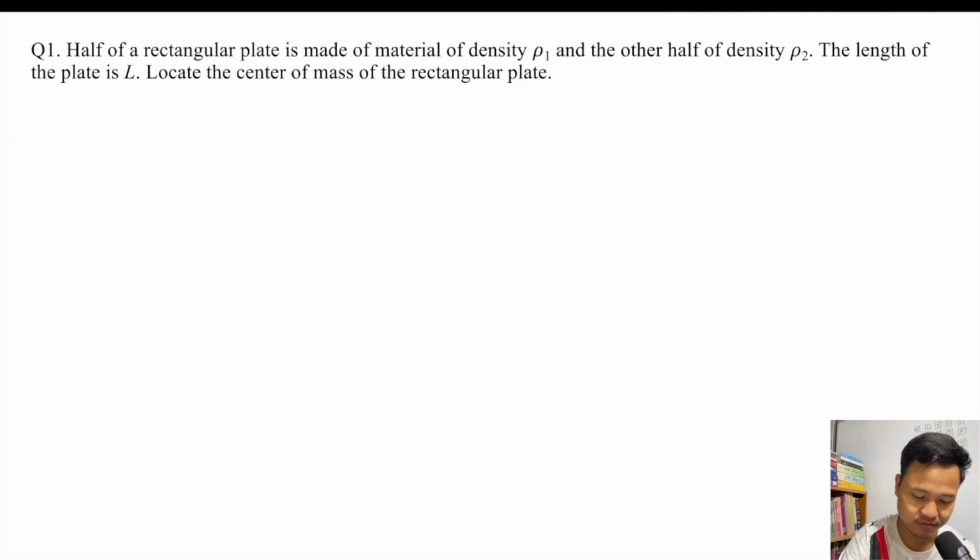The question from the last video: half of a rectangular plate is made of material of density rho 1 and the other half of density rho 2. The length of the plate is L. Locate the center of mass of the rectangular plate. Let me draw the rectangular plate.